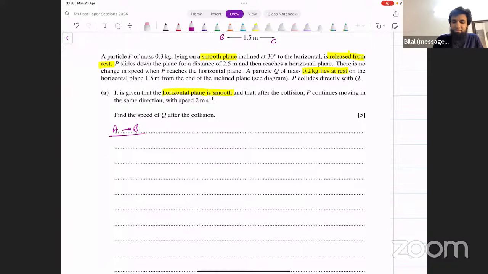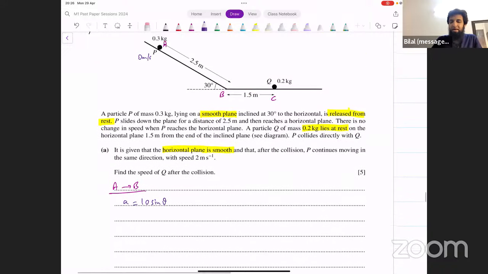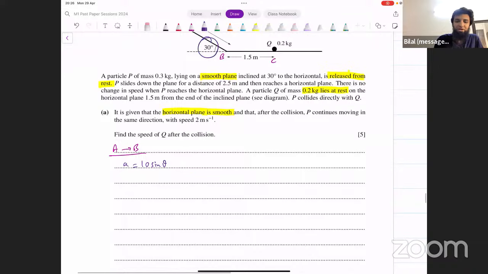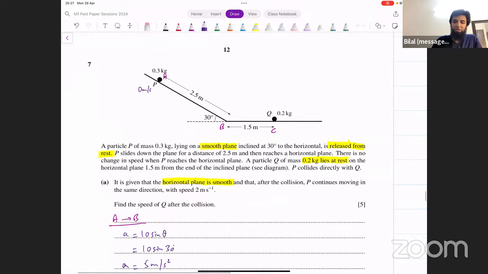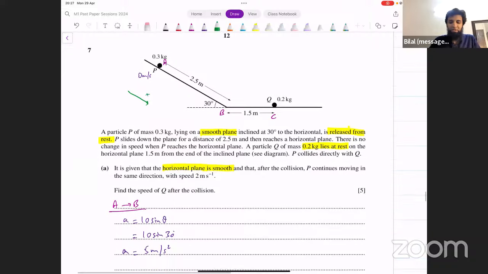So we can write down the acceleration of the particle P directly. We can say that's 10 sine theta, where theta is the angle of inclination of the plane. That's 30 degrees. So it becomes 10 sine 30 degrees, which is 5 meters per second square. That's the acceleration of the particle. P is moving down the plane, so we're considering down the plane positive. So since gravity also acts down the plane, acceleration value is positive here.